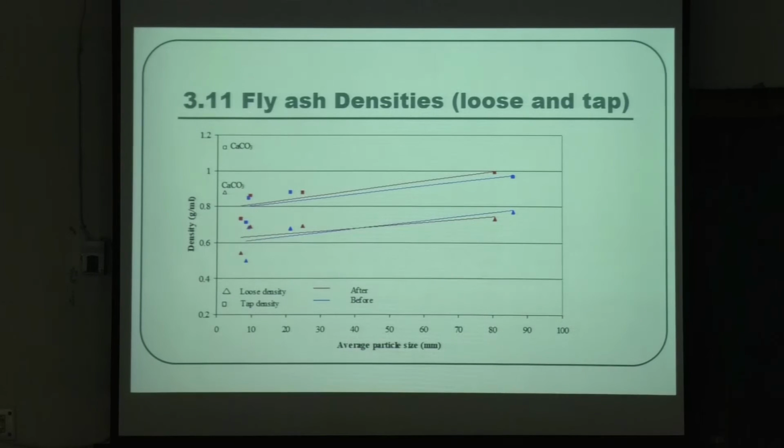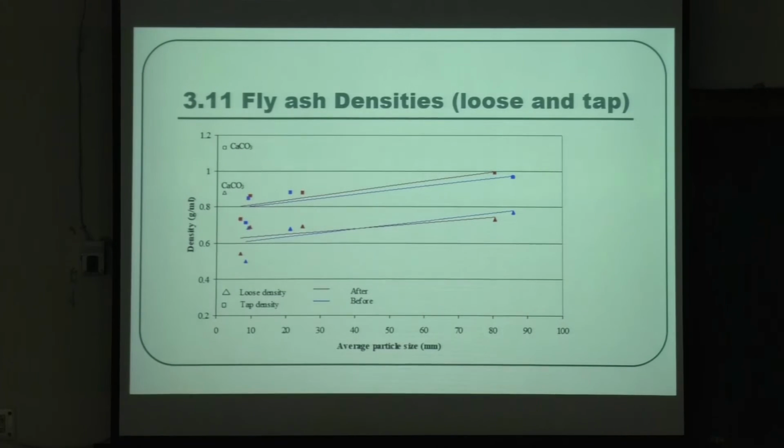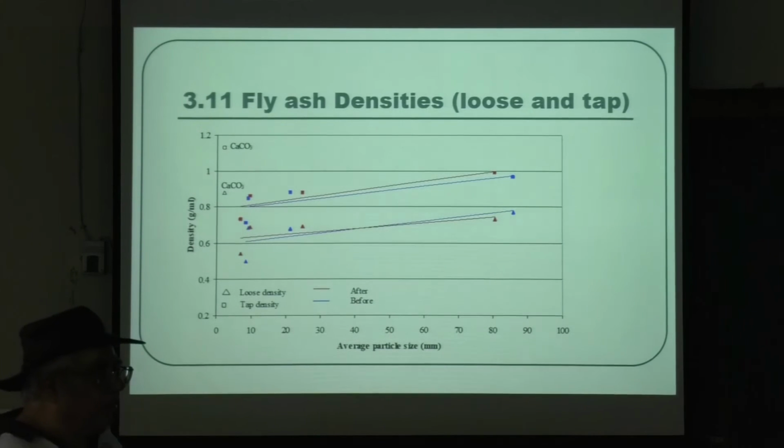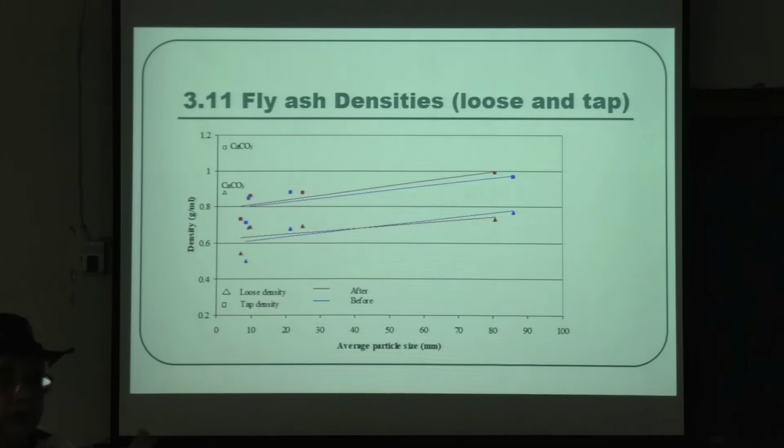So this is density and average particle size of fly ash. Density goes up like that. Loose density, tap density, after, before. These are different ways by which density is measured. Loose is if you have loose particles, and tap means you actually put them in a cylinder and tap it, which makes them a bit dense, after some time, and then look at it.